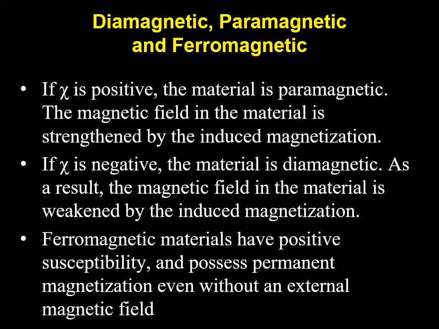If chi is positive, the material is said to be paramagnetic, and the magnetic field in and around this material is strengthened by the presence of the material in the applied field, the induced magnetization. If chi is negative, the material is said to be diamagnetic. As a result of diamagnetism, the magnetic field in and around the material is weakened by the induced magnetization. Ferromagnetic materials have positive susceptibility and possess permanent magnetization even without an externally applied magnetic field.